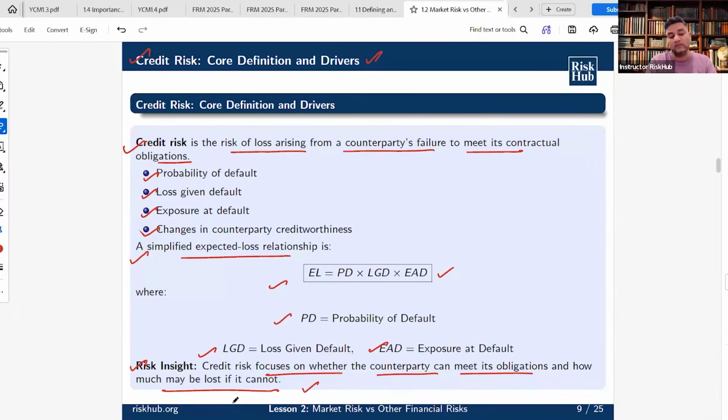So that is what we need to keep in mind very clearly. And drivers are listed here that we need to understand.